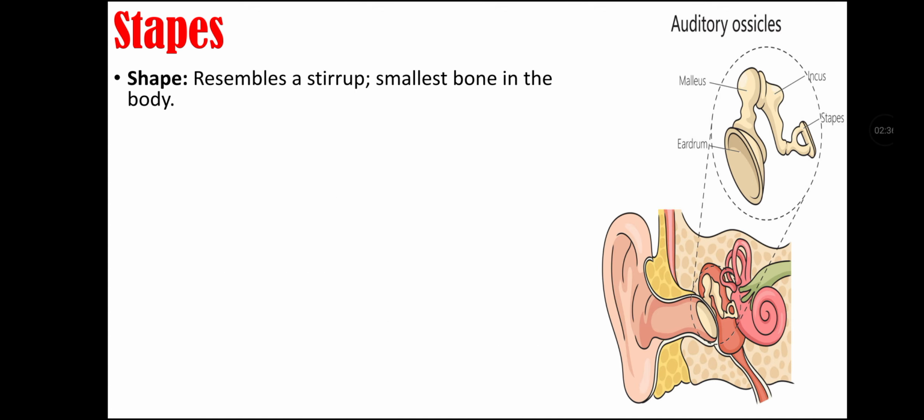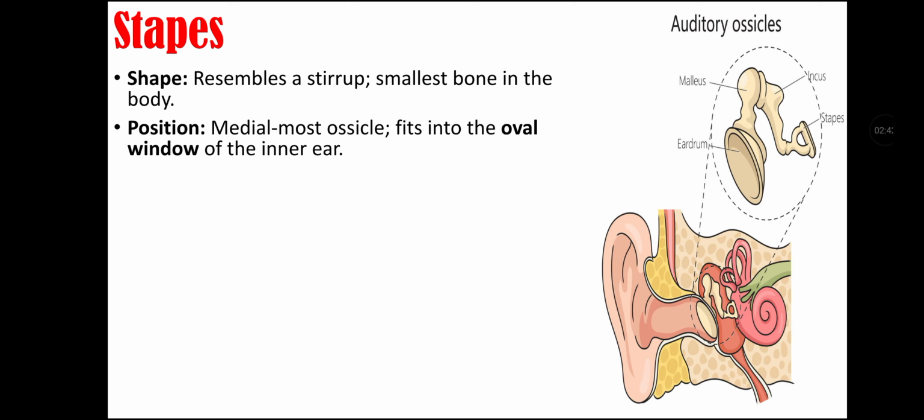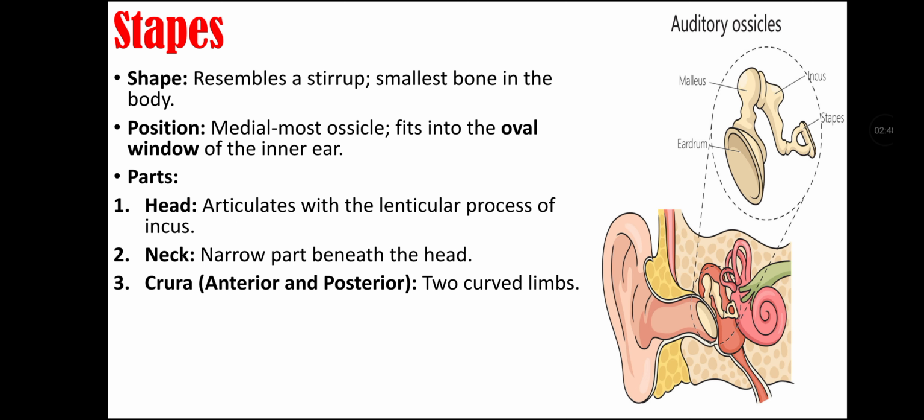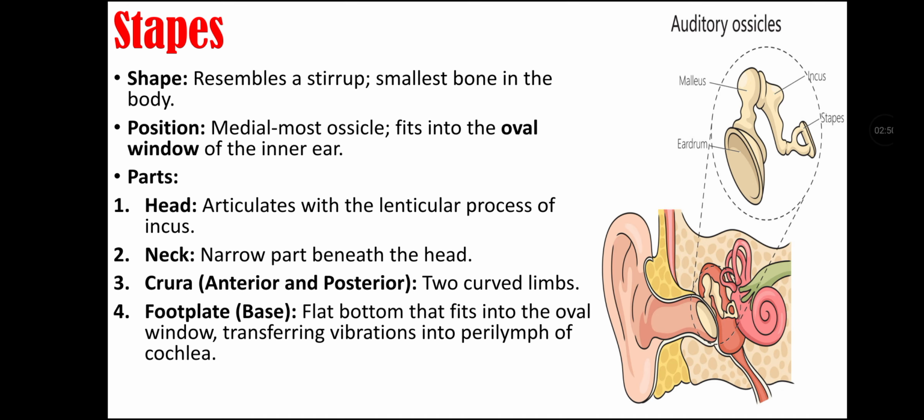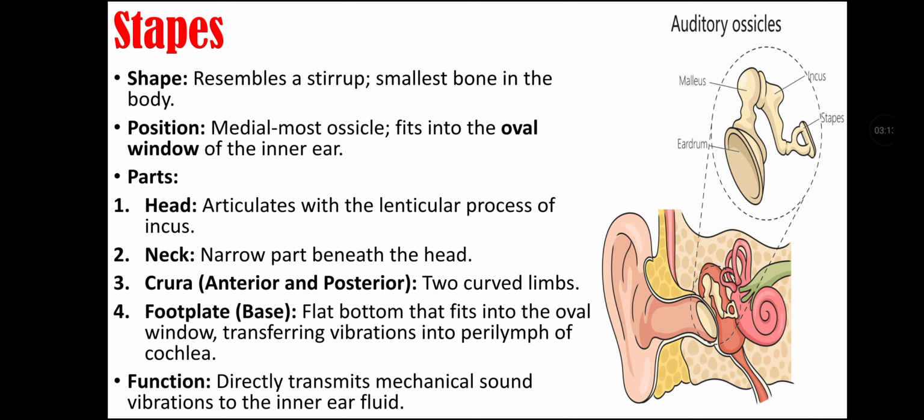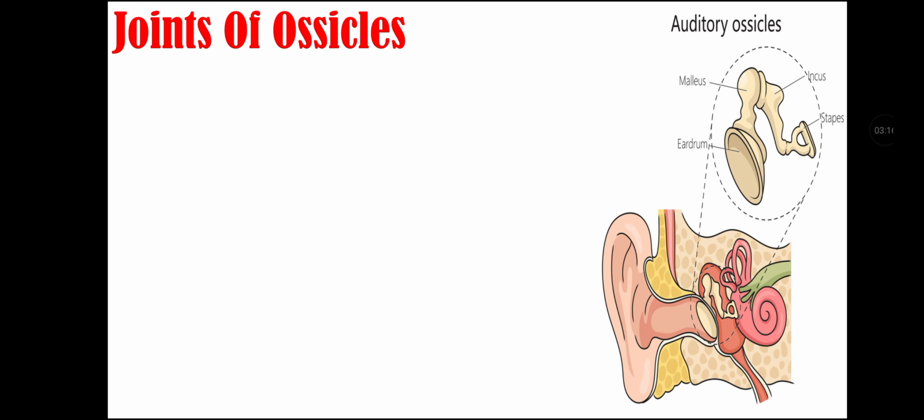Third auditory ossicle is the stapes that resembles a stirrup, that is the smallest bone in the body. It is the medial-most ossicle that fits into the oval window of the inner ear. Its parts include head, neck, crura, and footplate. The head articulates with the lenticular process of the incus. The neck is the narrow part beneath the head. Crura are anterior and posterior, basically two curved limbs. And the footplate or base is the flat bottom that fits into the oval window, thus transferring vibration into the perilymph of the cochlea. Its function is to directly transmit mechanical sound vibration to the inner ear fluid.